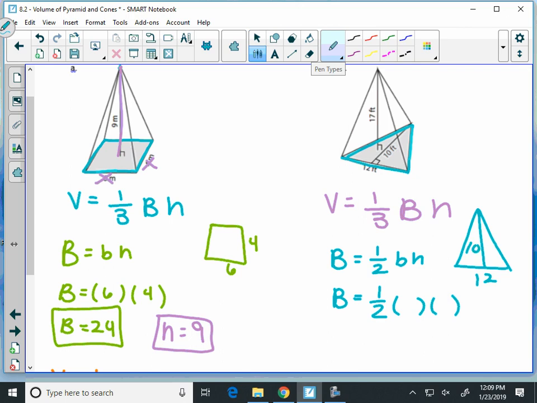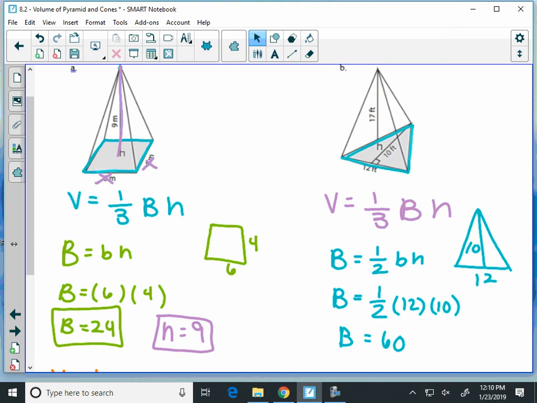What are we plugging in for our little b? What are we plugging in for our height of our base? 10, yeah. That's why I like to draw it so we don't get our heights mixed up. Okay? So then plug that in: 1/2 times 12 times 10 is what? 60. So that's the area of our base.